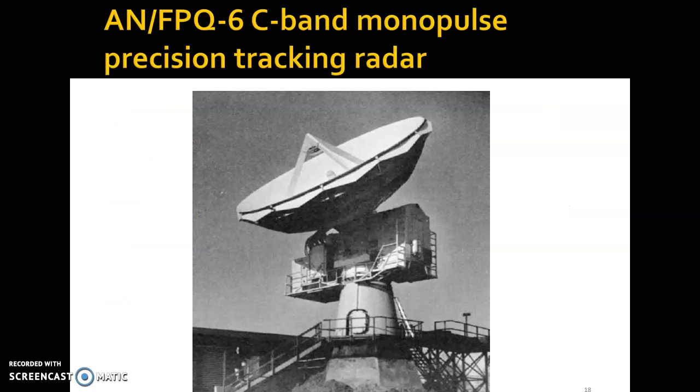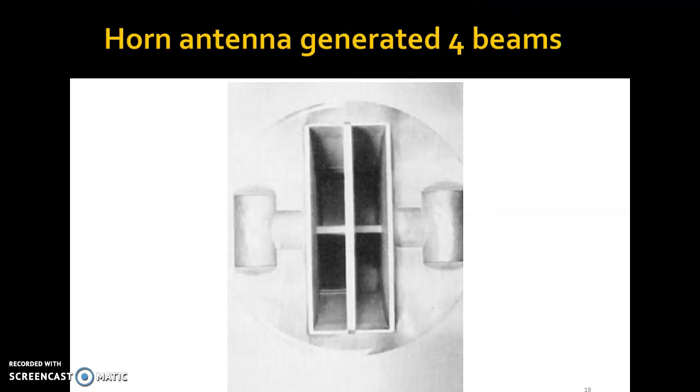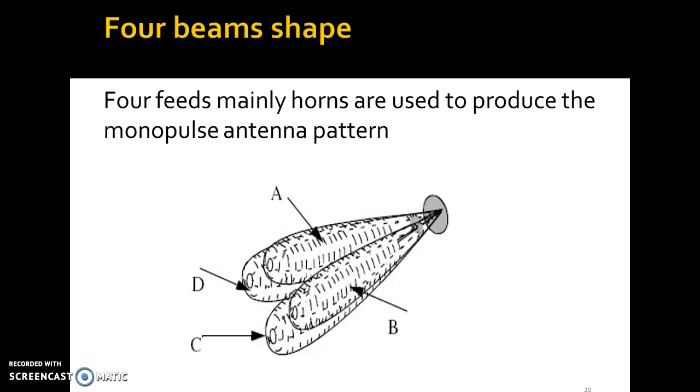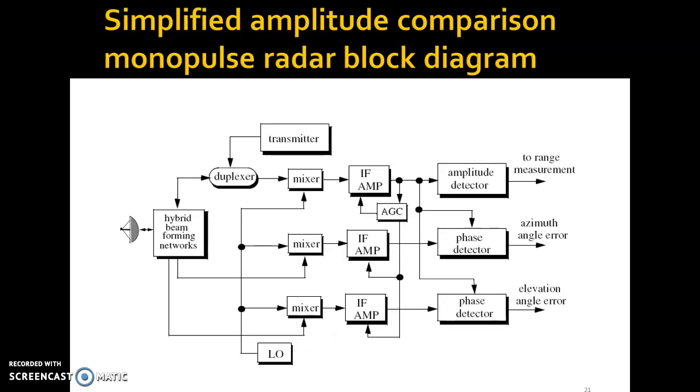This is one of the monopulse precision tracking radars which was used in the past. This horn antenna generates 4 beams. This is the actual implemented radar using monopulse radar systems. Now the 4 beam shapes: the 4 beams are in phase but have different amplitudes. As we can see in the diagram, we have A, B, C and D, and all of these 4 beams have different amplitudes.